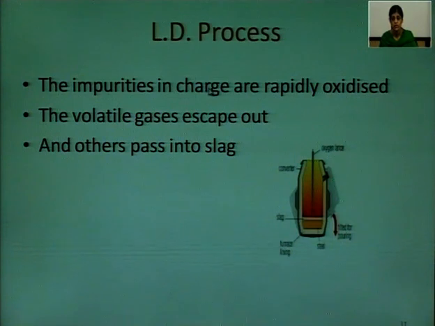The impurities in the charge are rapidly oxidized. The volatile gases escape out and the others pass into the slag. Same method is here. I will show you the reactions now. Just have a look at the diagram so that we can revise the reactions.